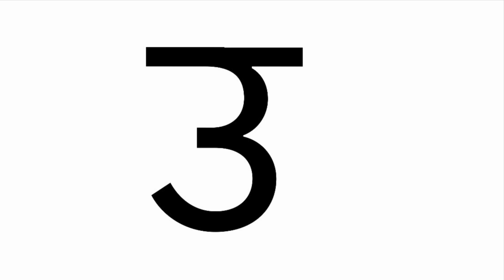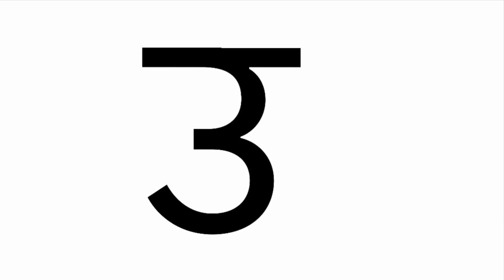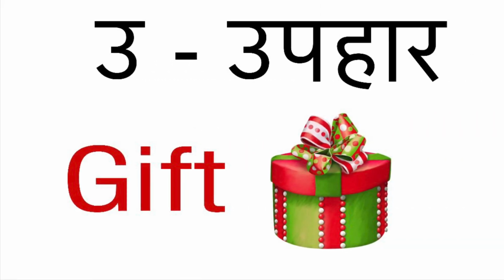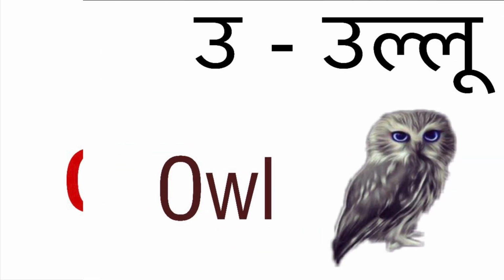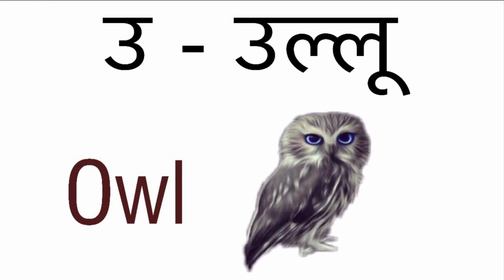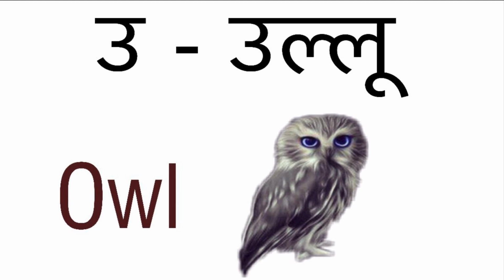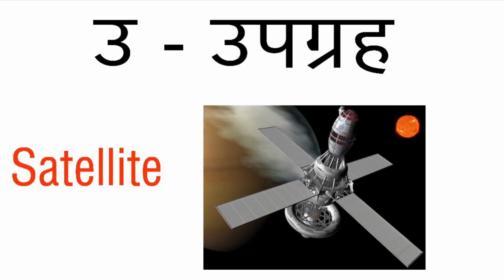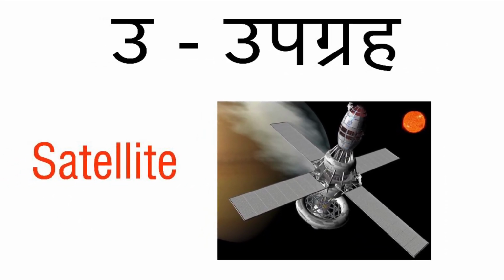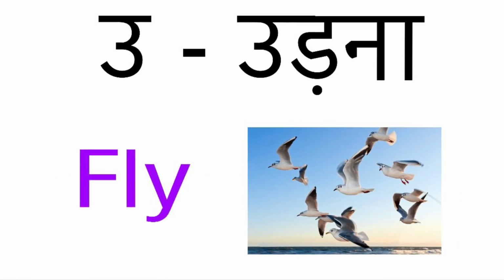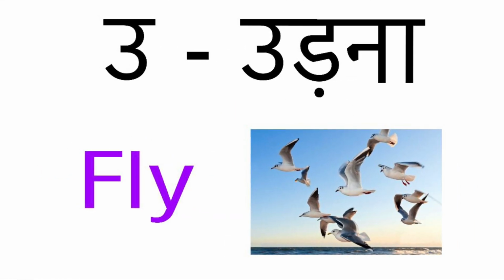Let's revise once again. U for upahar means gift. U for ullu means owl. U for upgrah means satellite. U for udna means fly.